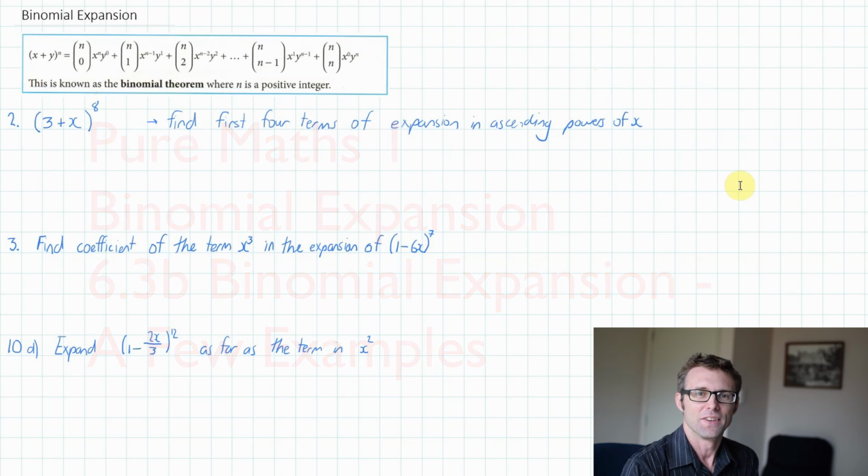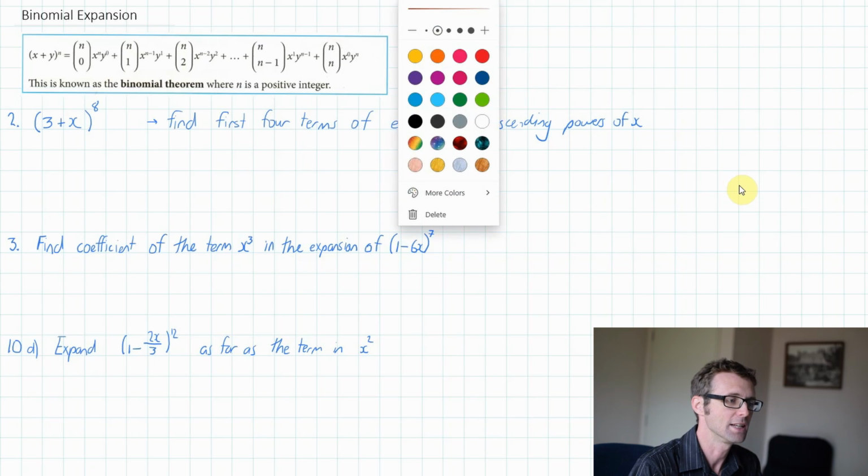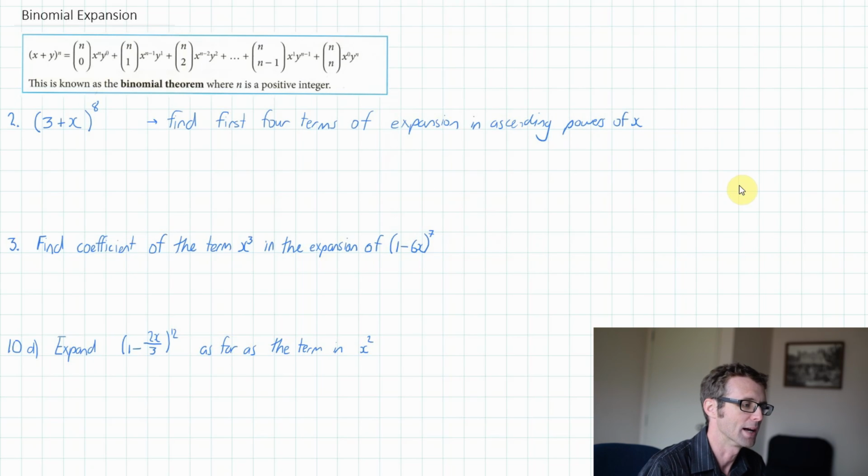Okay guys, now that we've done a little bit of the theory behind binomial expansion, we're going to work on some practice. You've got this big formula here: (x plus y) to the power of n is equal to n choose 0 times x to the power of n, y to the power of 0, plus n choose 1, etc., all the way up to n choose n. Now this formula is a little bit hard to understand, so I thought I might whip straight into an example and this might help you understand how it works.